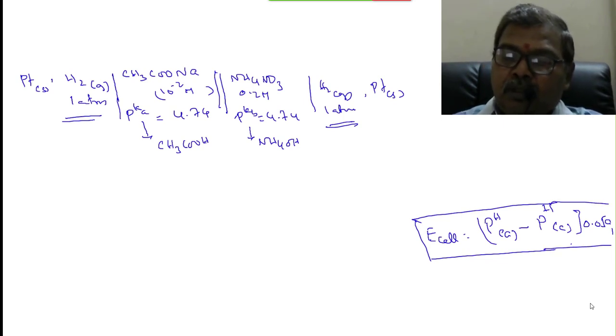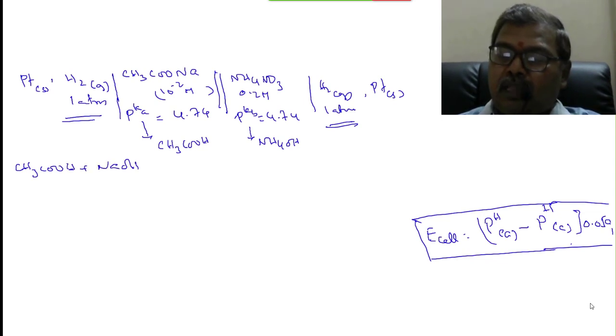Right? Now, in the anode half cell, sodium acetate. Sodium acetate is a salt of weak acid CH3COOH plus NaOH. So it is nothing but a salt solution. In a salt solution also we have either H plus ions or OH minus ions in the solution. It is a salt of weak acid and strong base. So therefore the solution is naturally basic.